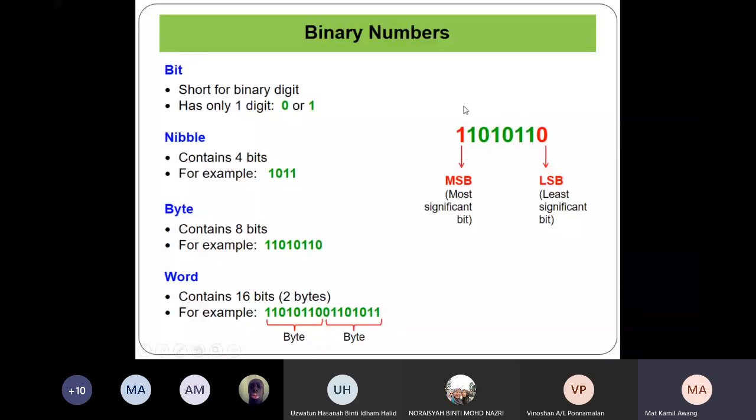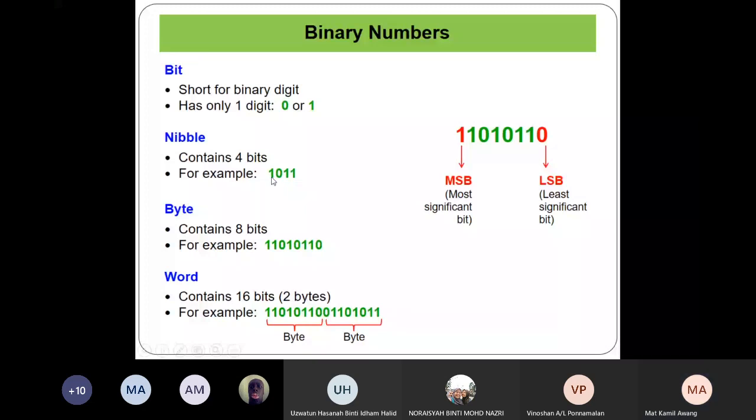If a nibble, this is to the power of 0, 1, 2, 3. If it's a word, this is to the power of 0, 1, 2, 3, 4, 5, 6, 7, 8, 9, 10, 11, 12, 13, 14, 15. So this is actually 2 to the power of 15. So it depends on the position. This is the least significant bit, and this is the most significant bit. The weightage of the most significant bit is 2 to the power of 3 for a nibble.